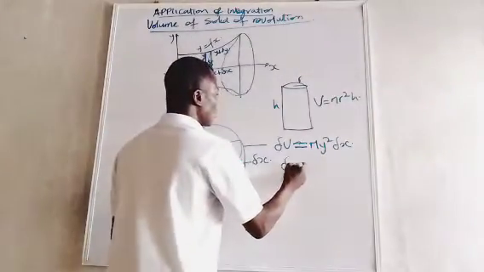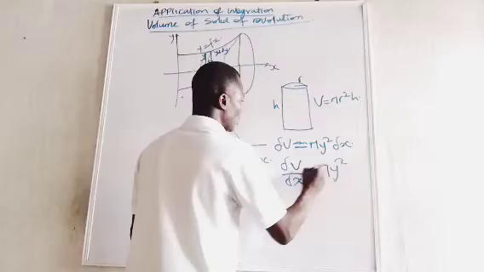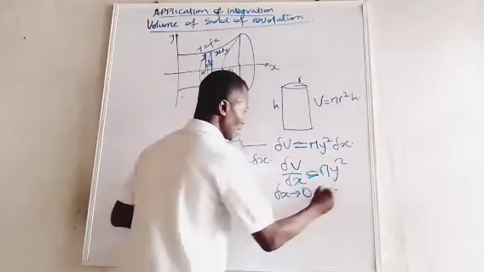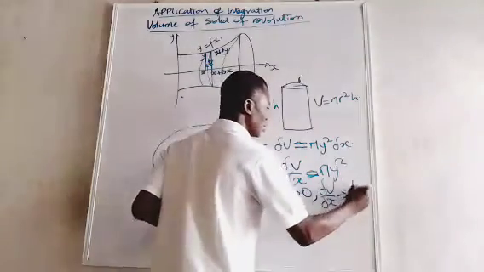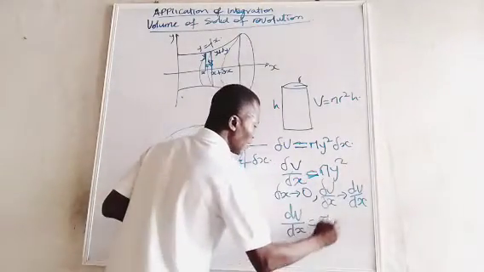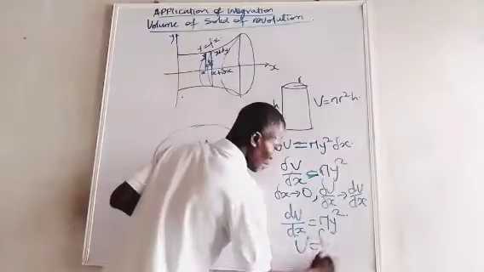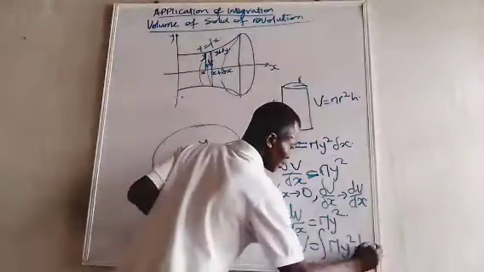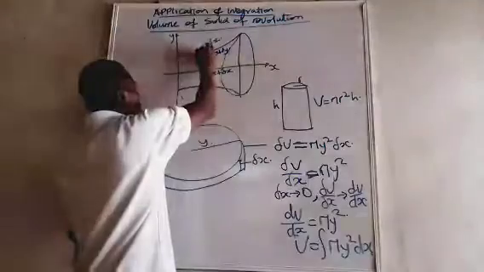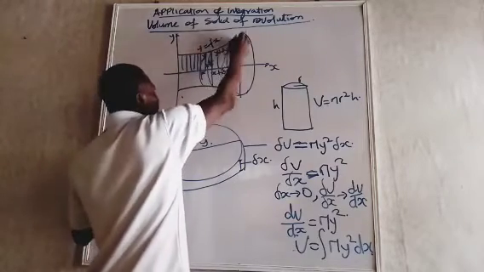So when I have delta V over delta x, it is pi y squared. You see, when delta x now tends to 0, delta V over delta x will tend to dV/dx. So dV/dx will be equal to pi y squared, so V will be equal to the integral of pi y squared dx. You can see this is for this element, but it is not just for this small one. We are going to add it for all the other small parts until it gets to this place.